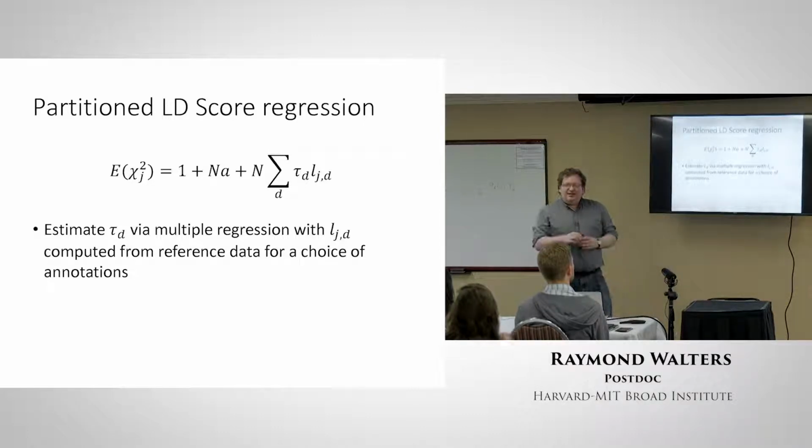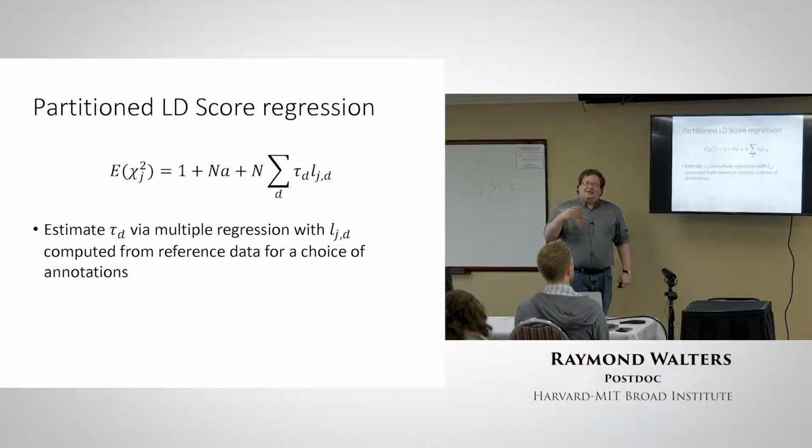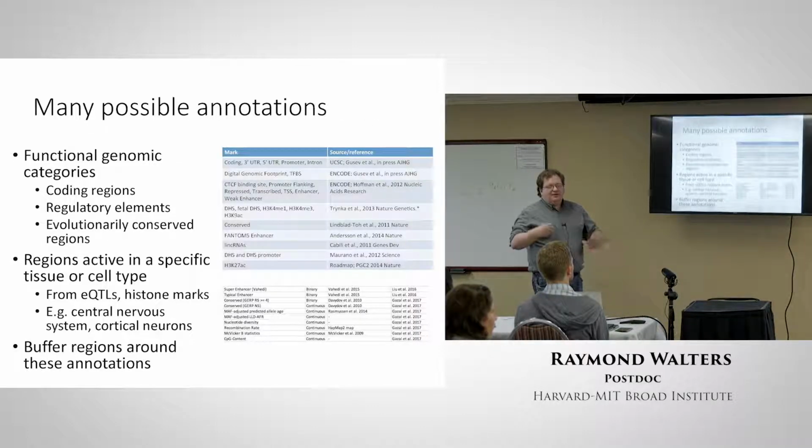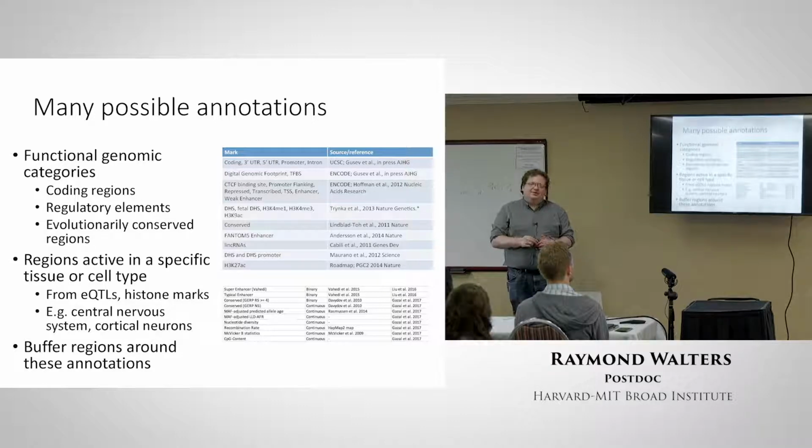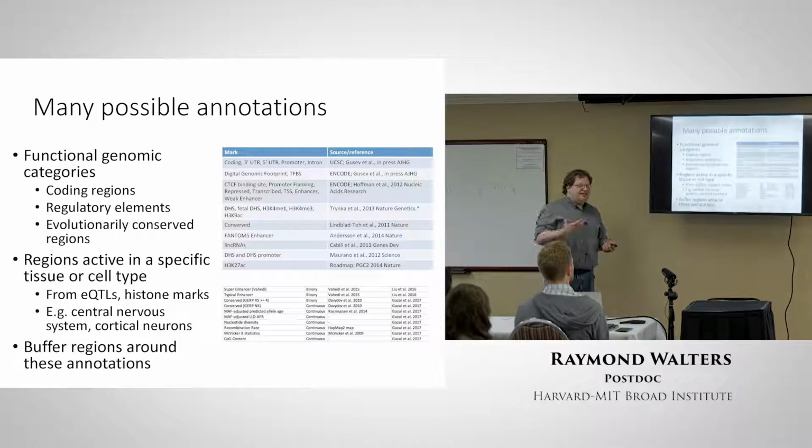And those taus being, whereas before we had a single parameter that was something like SNP heritability per SNP, genome-wide, now we have a contribution of SNPs for a particular annotation in the same kind of scale of variance of SNP heritability per SNP. And so in application, we end up with many possible things we might want to plug in here in terms of our annotations.